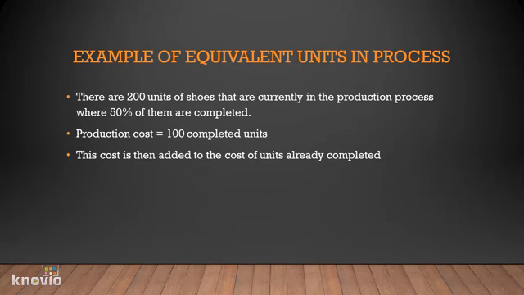A quick example of this is that there are 200 units of shoes that are currently in the production process where 50% of them are completed. The production cost would be equal to 100 completed units, and this cost is then added to the cost of units already completed.